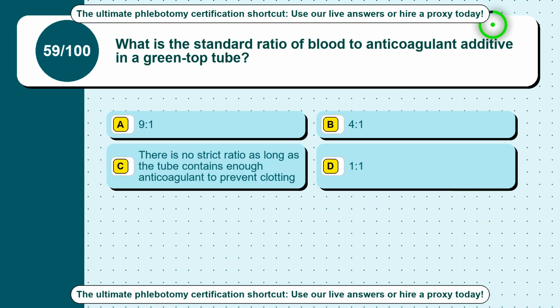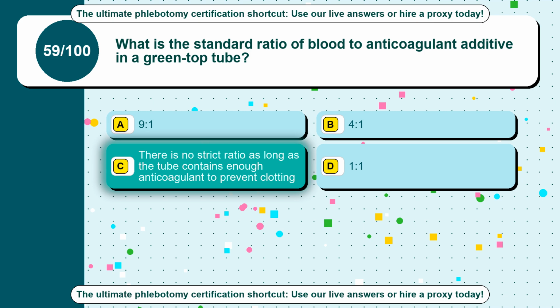Question 59. What is the standard ratio of blood to anticoagulant additive in a green top tube? Option A, 9:1. Option B, 4:1. Option C. There is no strict ratio as long as the tube contains enough anticoagulant to prevent clotting. Option D, 1:1. The correct answer is option C.